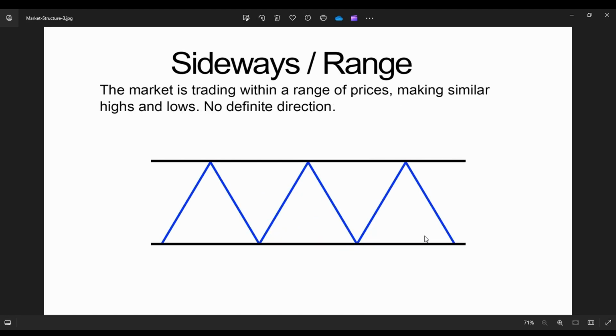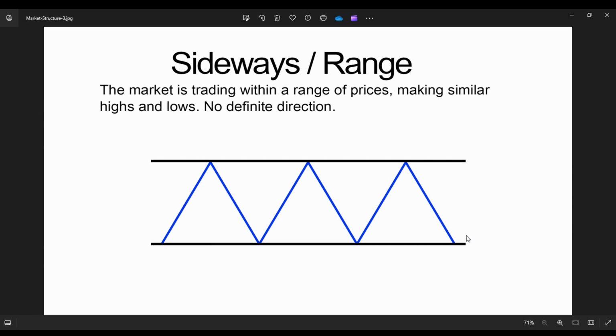And last but not least, we have the sideways market. We're not making any new highs or lows. We're basically trading within a range. That's why it's called a range. This is the range, right? We're making similar highs and lows. Neither the bulls nor the bears are winning in this type of market structure, okay?